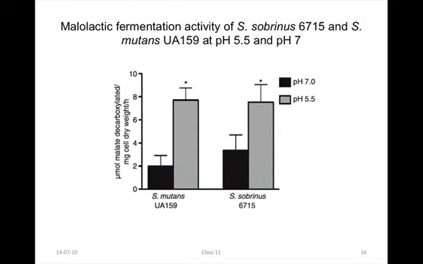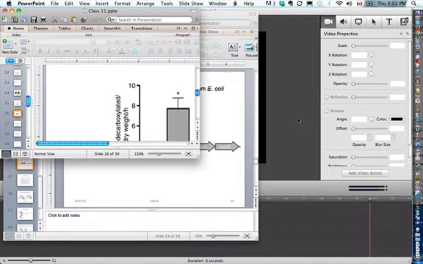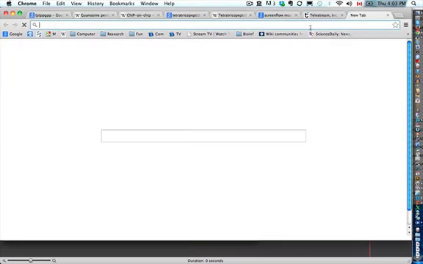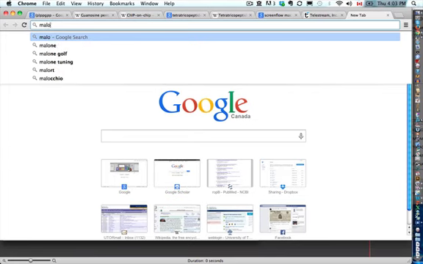Wait, what's malolactic fermentation? I don't know. What's malolactic? Malate, right, and they're fermenting that sugar. What's malate? It's probably a really stupid question, but I don't know. Do you know?